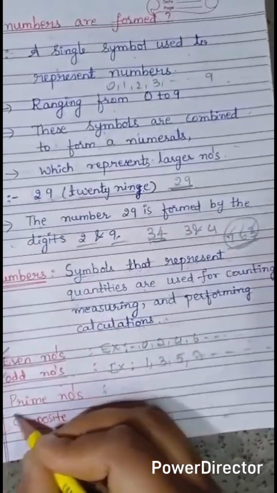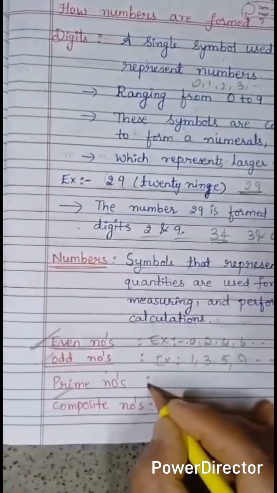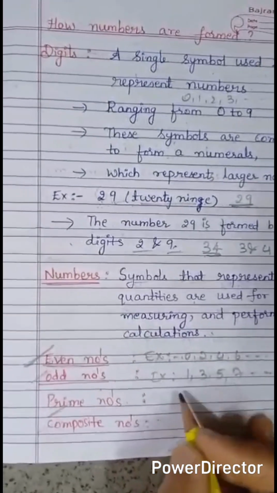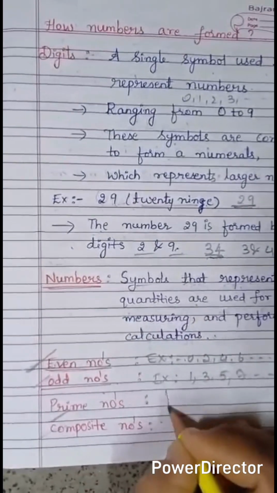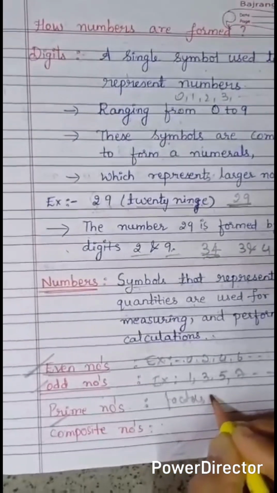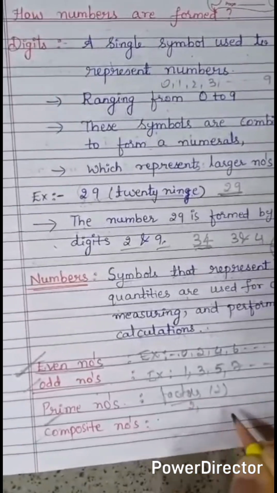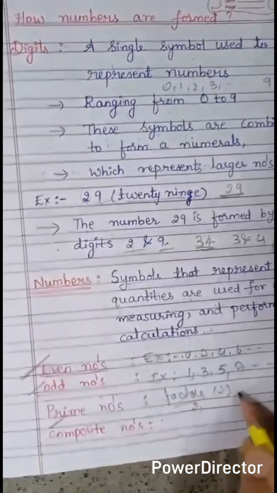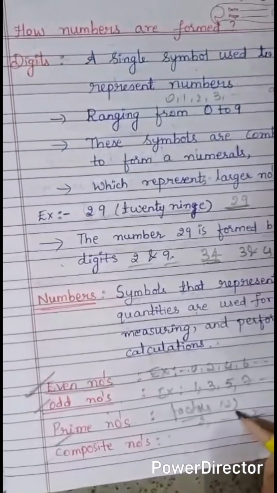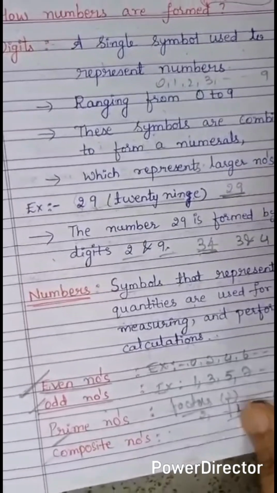Okay. Next, prime numbers. What are the prime numbers? The numbers which have only 2 factors are called prime numbers. Only 2 factors. So see, suppose 2. What are the factors of 2? 1 and 2. So the numbers which have only 2 factors are called prime numbers.